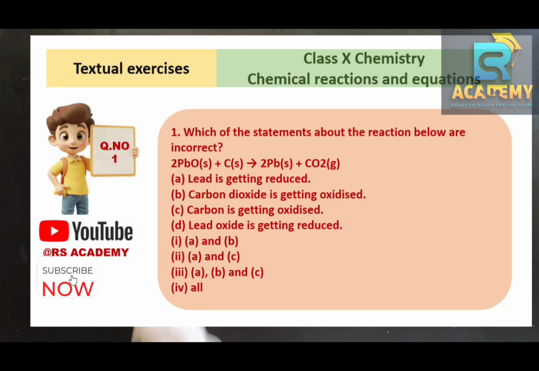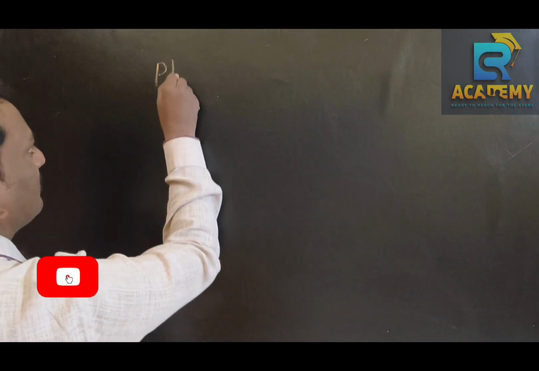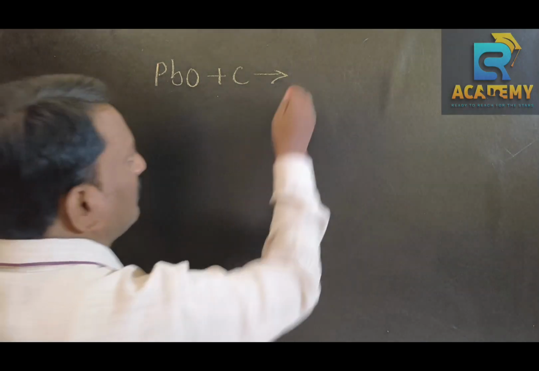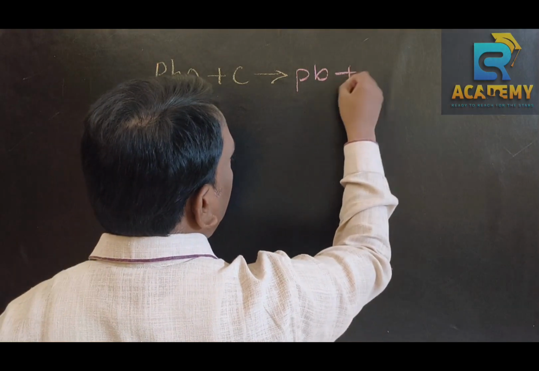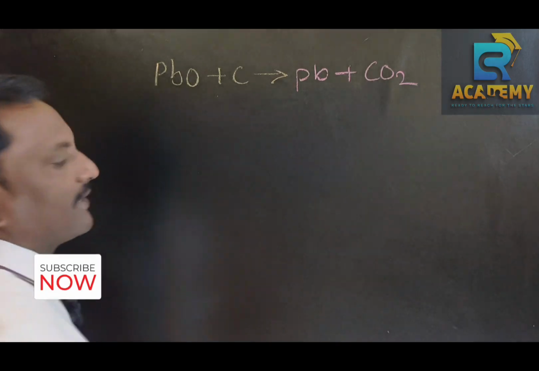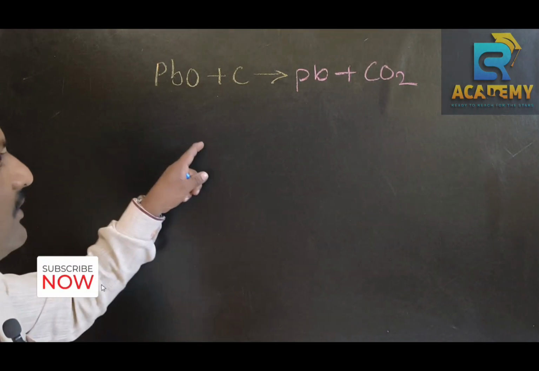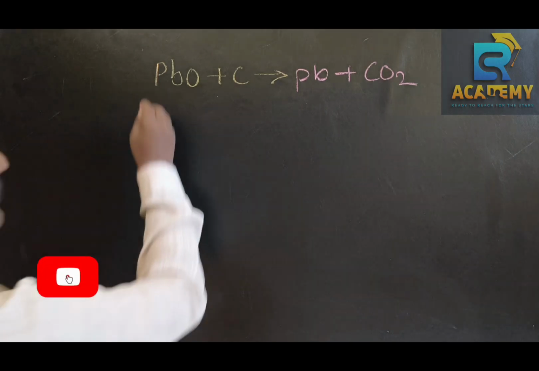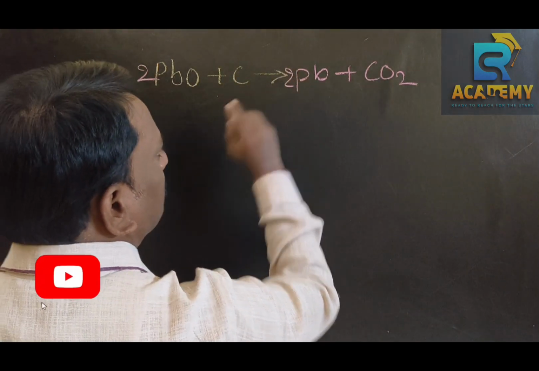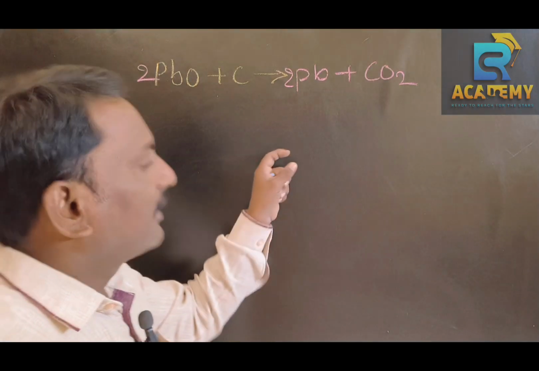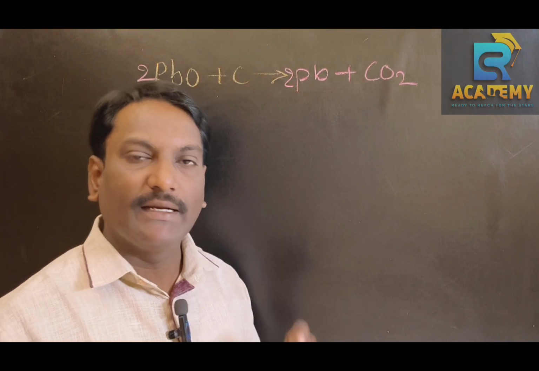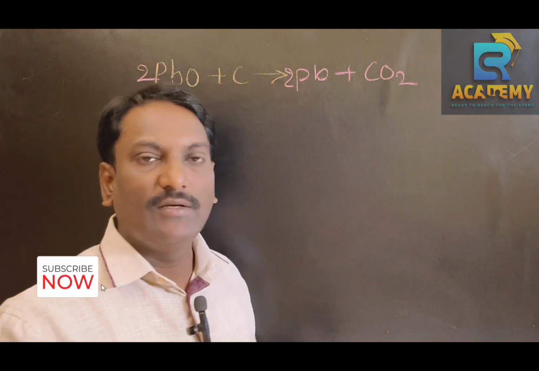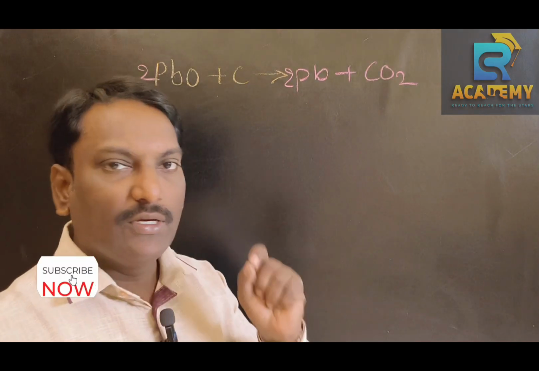The given question is: lead oxide reacts with carbon to give lead plus carbon dioxide. According to the given question, we need to identify the incorrect statement. But let us first find out which one is correct. Later, let us understand which one is incorrect.